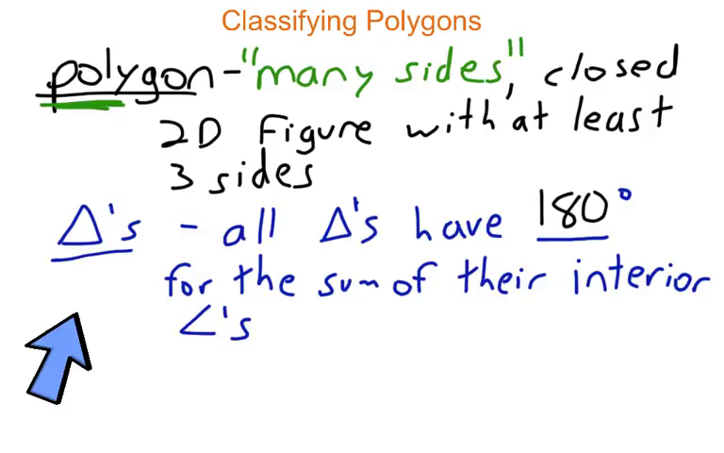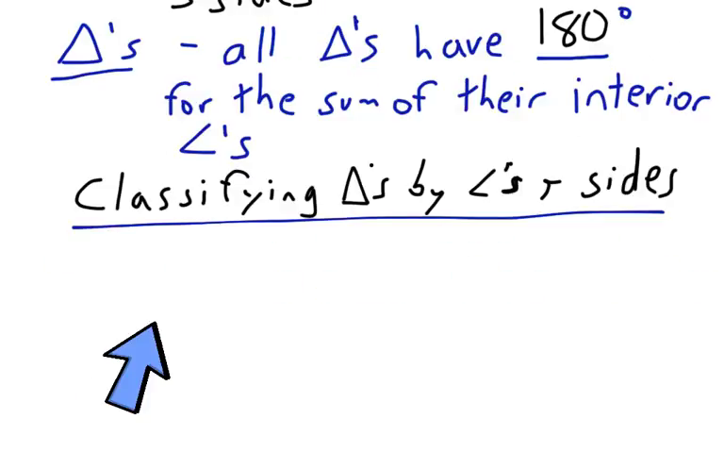Now there are 2 ways we can classify triangles. One is by their angles and the other one is by their sides. So since we were just talking about angles, let's start with that. Alright, so classifying triangles by their angles and by their sides.